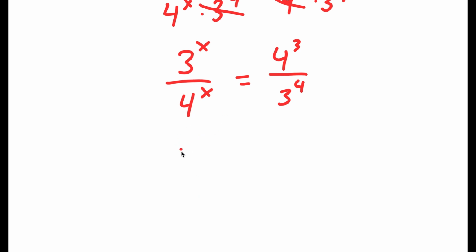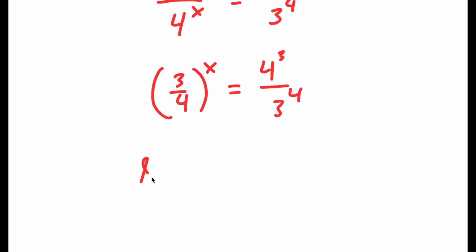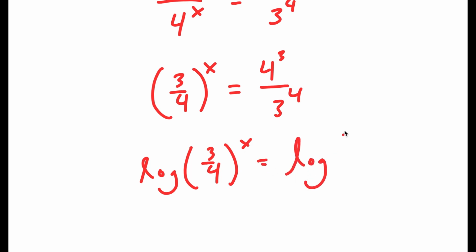Now 3 to the power of x over 4 to the power of x, that's the same thing as 3 over 4 to the power of x. So I have this is equal to 4 to the power of 3 over 3 to the power of 4. And now I'm going to take the log on both sides. So I have log 3 over 4 to the power of x is equal to log 4 to the power of 3 over 3 to the power of 4.